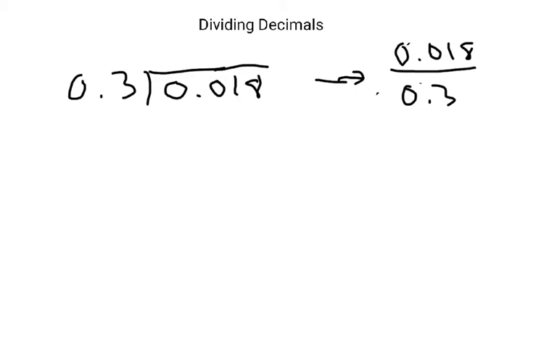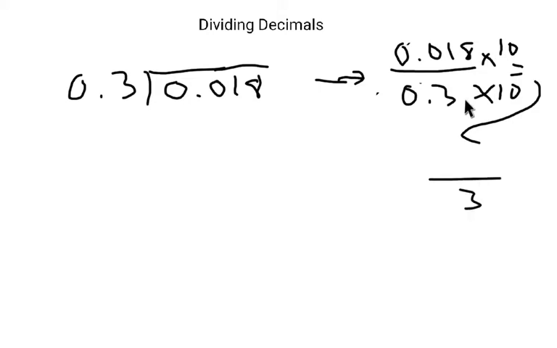It says that we can multiply both terms of the fraction by the same number, and we're going to choose 10, conveniently, because I'm going to run out of space here, so I'm just going to bring it down here. On the bottom, I'm going to get 3, because it's going to slide this decimal over one place. And on the top, move the decimal one place. When I multiply by 10, it's going to result in 0.18.